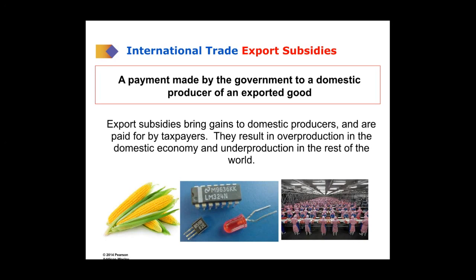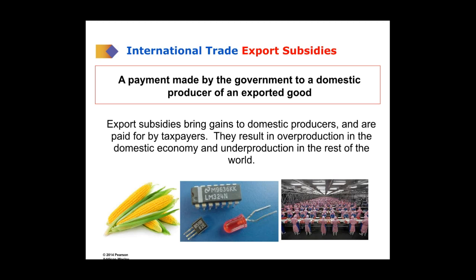So, in this case, they're subsidizing the production. This will enable the producer to produce more and, in effect, get a higher price. In this case, the money comes directly from the government, which means it comes from the taxpayers. Now, the result of this is we're going to overproduce the product that's being subsidized in a domestic commodity and underproduce it in the rest of the world.